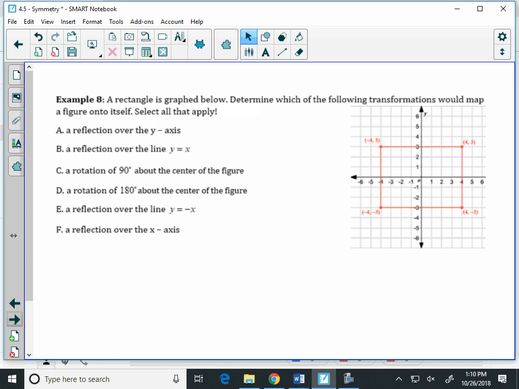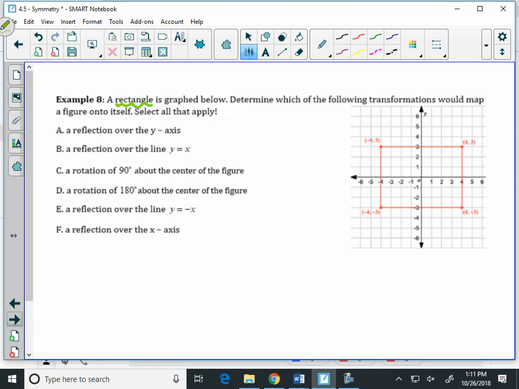Okay? Now we can take this concept and apply it. So we should all be writing this down by now at number 8. It says a rectangle is graphed below. So this is super important. We have a rectangle. Determine which of the following transformations will map a figure onto itself. Select all that apply, meaning we're going to have more than one answer.